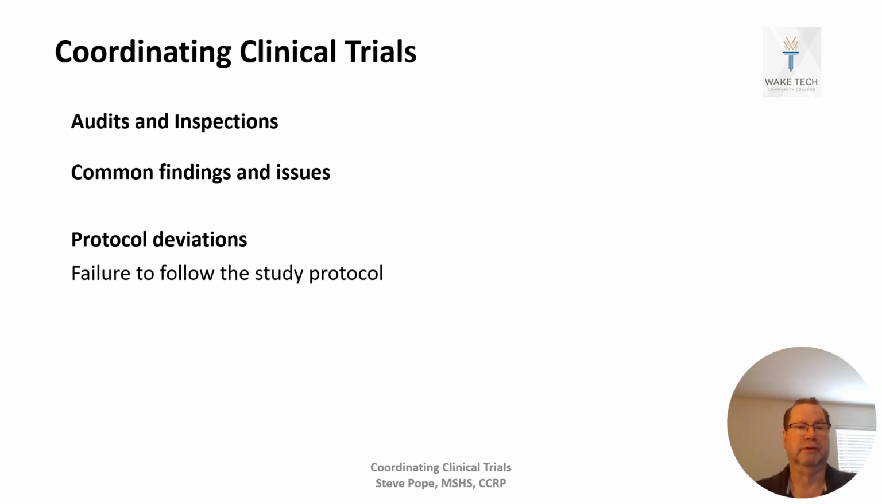Protocol deviations. Failure to follow the study protocol. That is a common finding with many auditors and FDA inspectors that come out, and you'll find those listed in warning letters that go out to investigators that they've inspected. Now, they don't always send a warning letter, and we'll talk about those in a little more detail, but warning letters are public documents, so you can go out there and look at them, and you'll find that failure to follow the protocol is a very common finding.